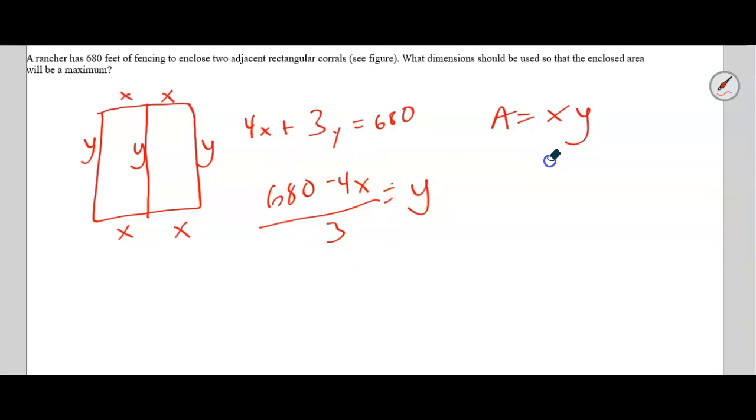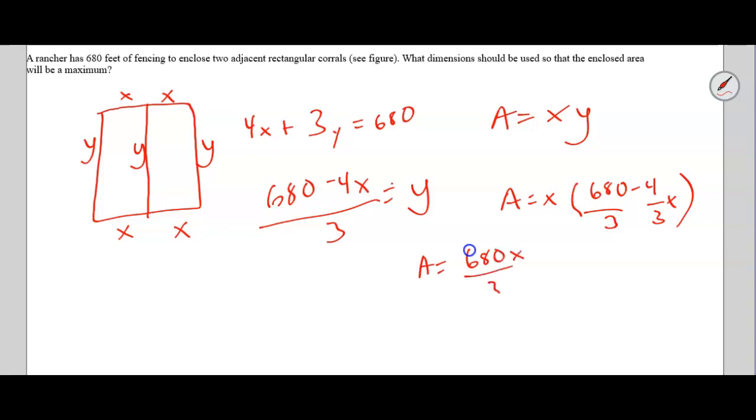Now we take our y and plug it in over here. So you get A equals x times 680 minus 4x all over 3. I'm actually going to leave it like that. It'll make more sense to just derive it like this. So distribute your x. A equals 680 thirds times x minus 4 thirds x squared. Now find the derivative.